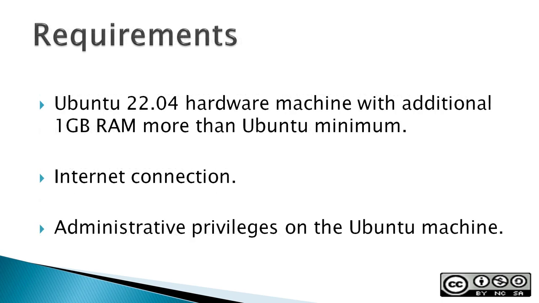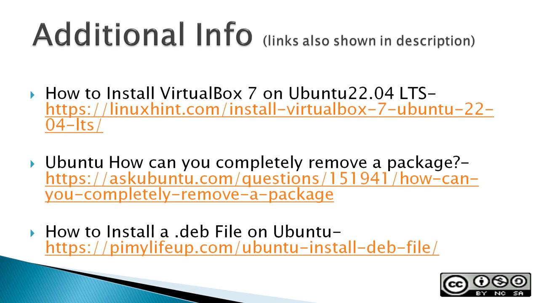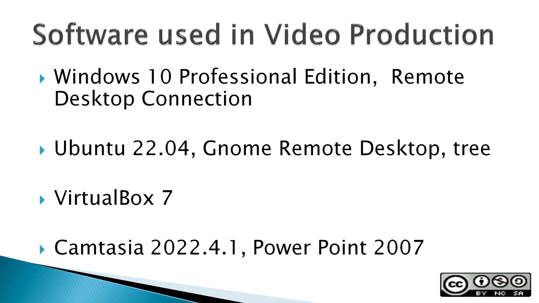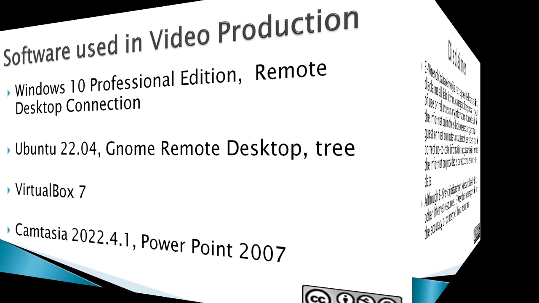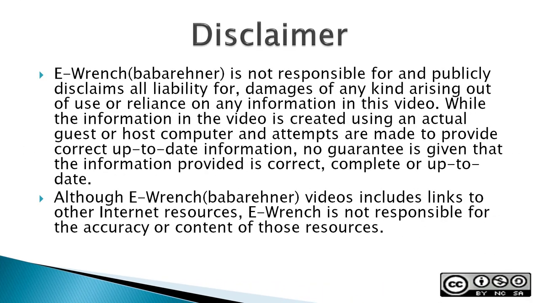Requirements: an Ubuntu 22.04 hardware machine with an additional 1 gigabyte RAM, more than the Ubuntu minimum, an internet connection, and administrative privileges on the Ubuntu machine. The next 3 slides contain additional sources of info, a list of the software used in making this video, and a disclaimer. I would like to point out that this additional info slide contains some links to assist you if you get into issues when installing VirtualBox 7. If you wish, you can stop this video to read the slides.